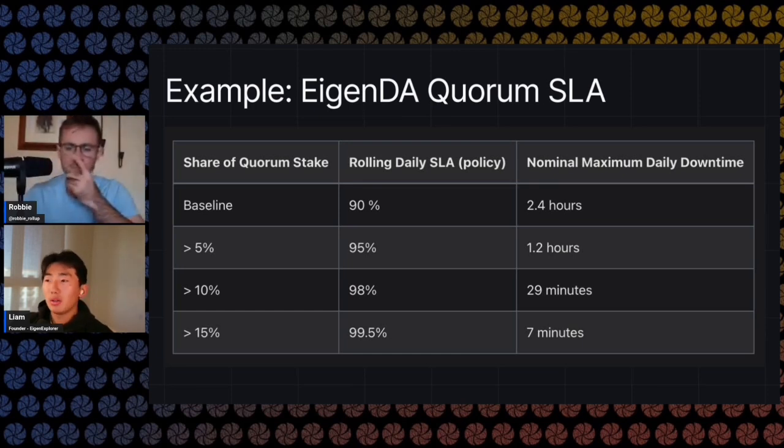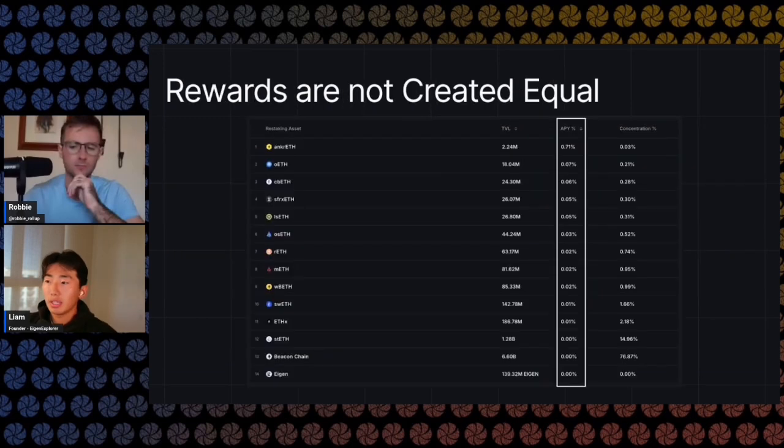And while you're not actually being slashed, as slashing is not available, there is a forced eject condition where you stop earning rewards since you're no longer operating or considered an operator for this particular service, in this case, EigenDA. And the operator tiers, in our case, are determined by your stake, your share of quorum stake, and the eject criteria, on the other hand, are governed by your availability.